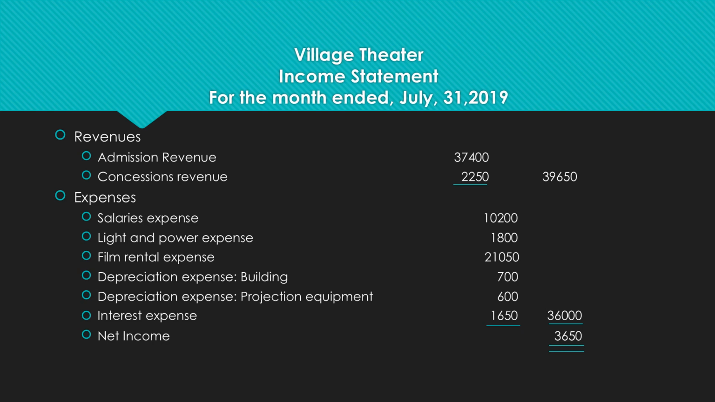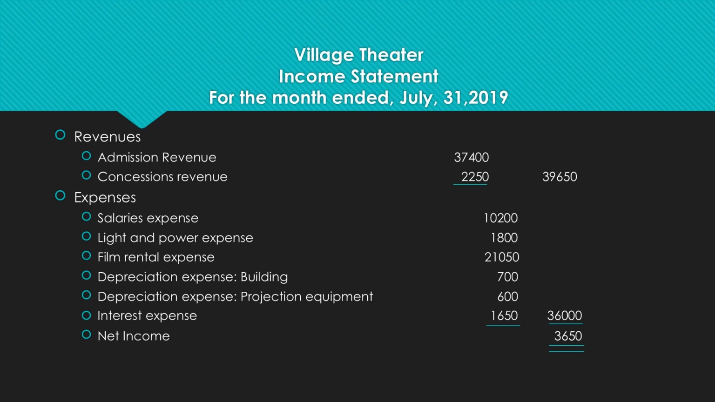Now net income is the difference between revenues and expenses. Excess of revenues over expenses is called net income. You can see that revenues are greater than expenses. So total revenues 39,650 minus total expenses 36,000, so net income for the month of July is 3,650. So that's how we prepare the income statement.